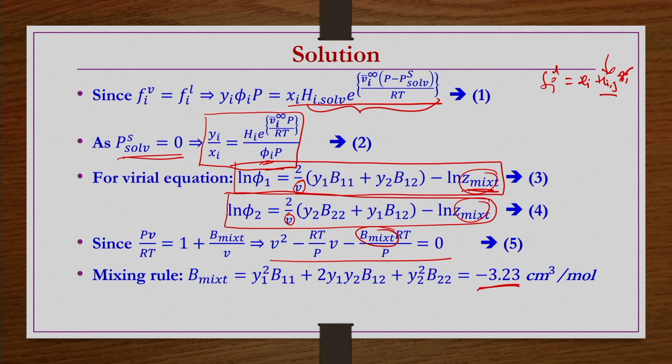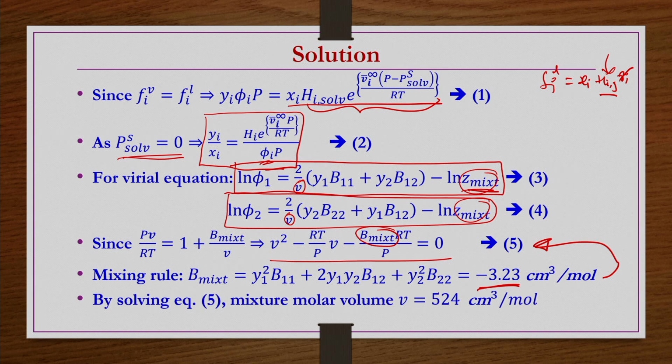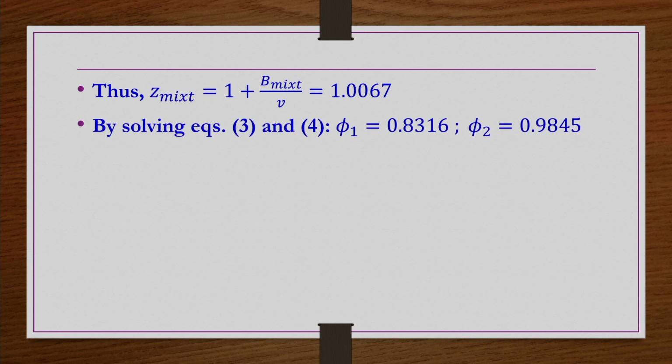So, then we get minus 3.23 cc per mole. Now you substitute this in equation 5 and solve it, then you get the reliable root V as 524 cc per mole. Once V is known, you can find PV mixture by RT as Z. So, Z mixture is also known. So, you can solve equations 3 and 4.